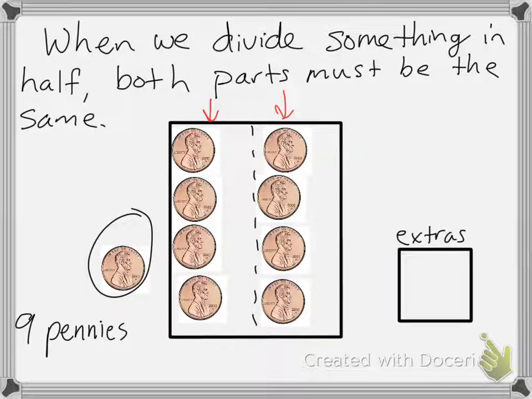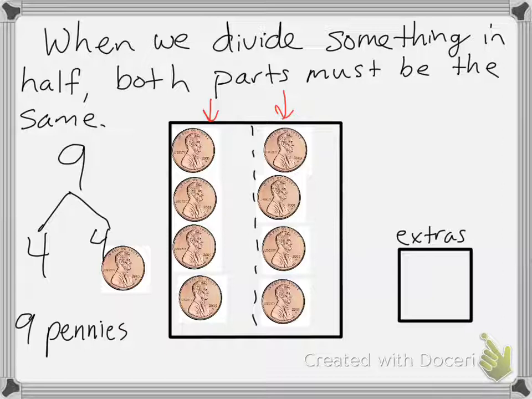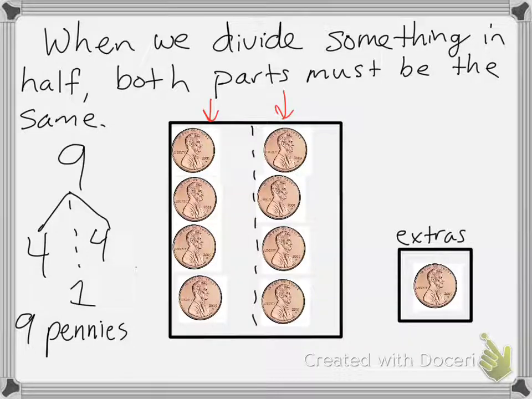Okay. So this is what we call a remainder. So if I have 9, I can put 4 in each group, but then I'll have 1 penny that's an extra. Okay, so we would say that there are 4 with 1 left over.